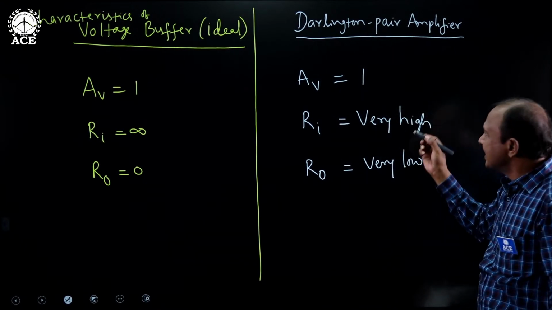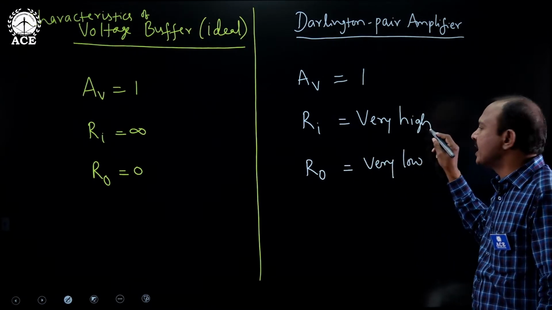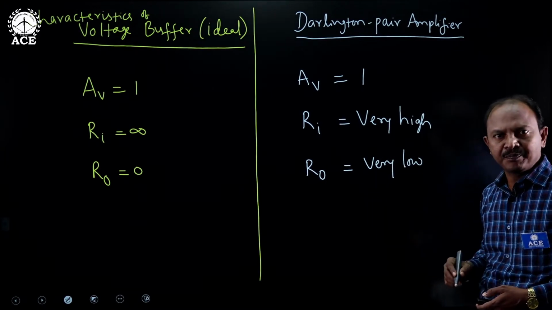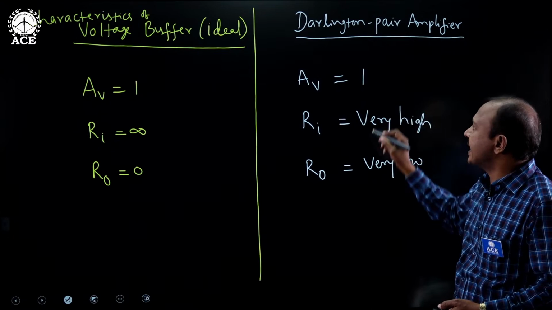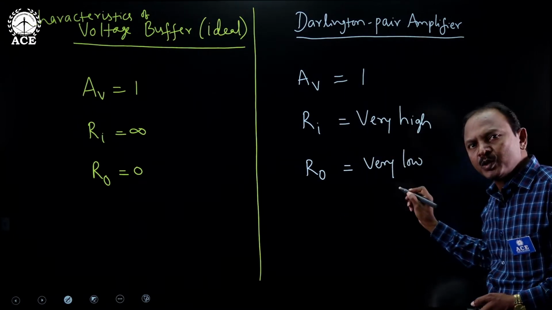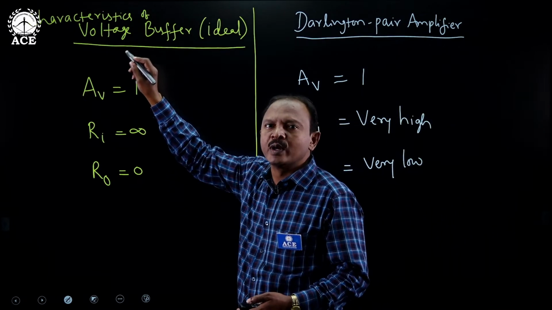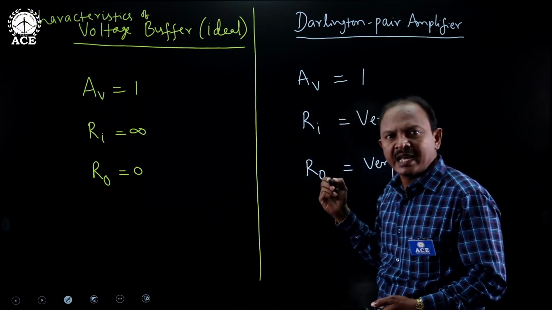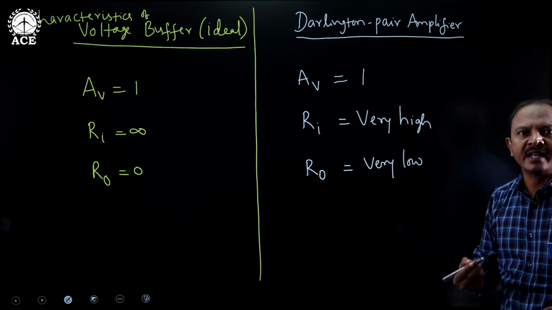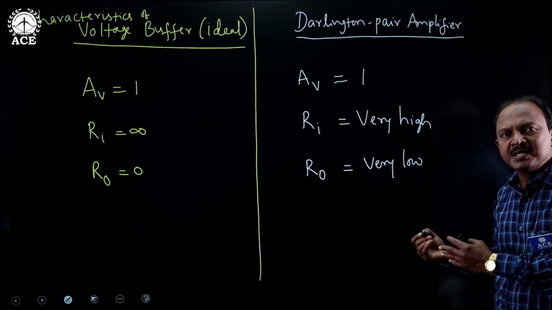Since the Darlington pair amplifier has very high input resistance, it is popularly called a high input resistance amplifier. Because it has three characteristics, AV equal to 1, RI very high, R0 very low, which are much close to the characteristics of a voltage buffer, that's why the Darlington pair amplifier is very popularly used as a voltage buffer in real-time electronic circuits. This is how you need to answer this question.